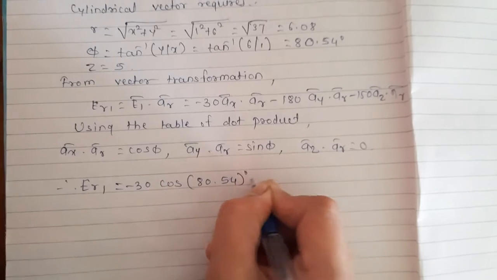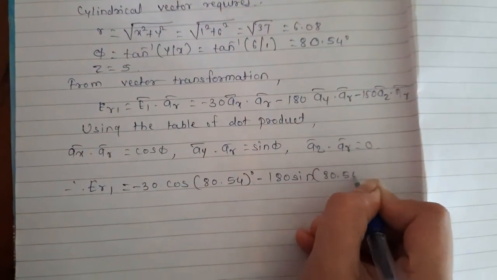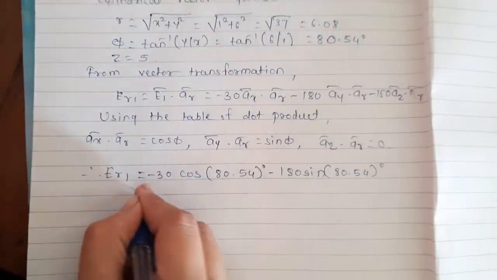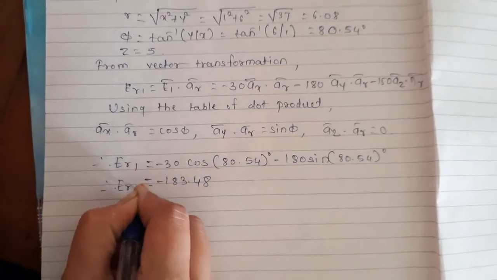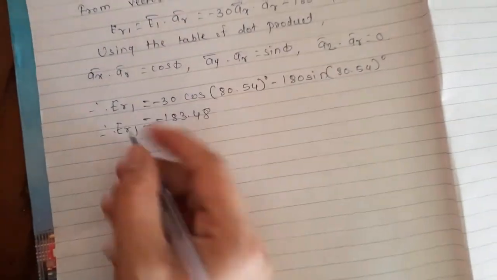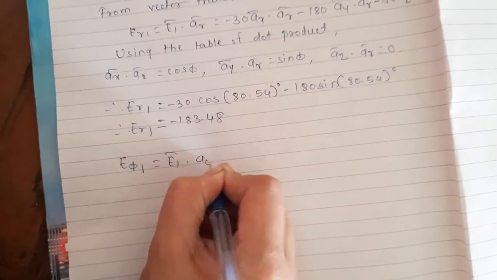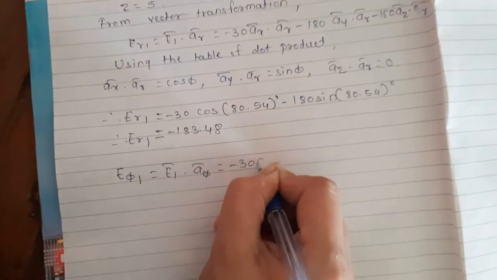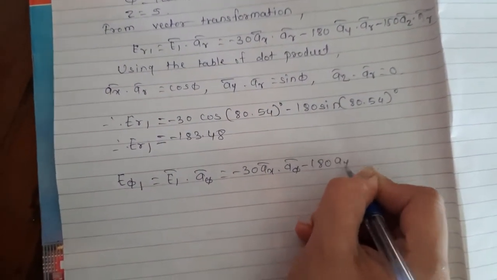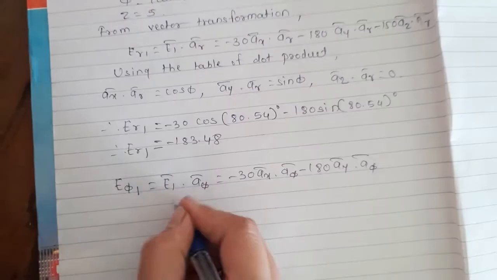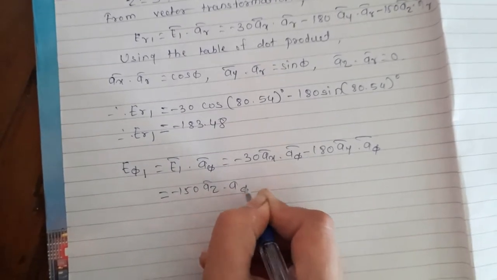80.54 degree minus 180 sin of 80.54 degree. So its value is minus 183.48, the ER1 value. Next we have to find E51. So it is E1 bar dot A5 bar, minus 30 AX bar dot A5 bar, 180 AY bar dot A5 bar. So its value is minus 150 AZ bar dot A5 bar.